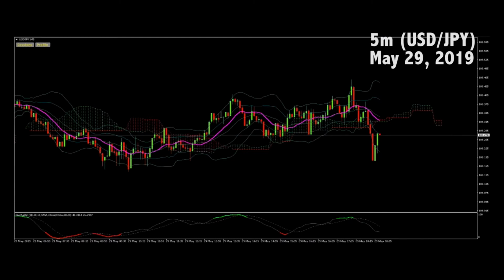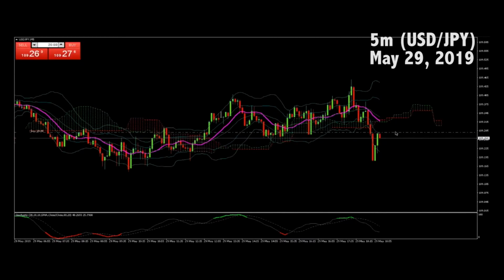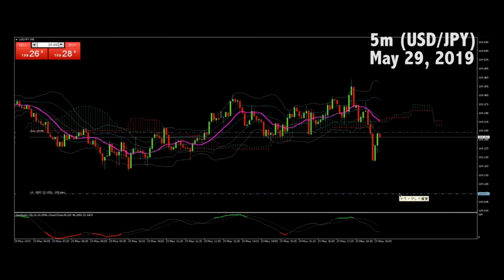Okay, this is the current 5-minute chart. It's on 29th of May on Wednesday, and what I'm looking for is a chance to buy. Before I explain, let me buy here and let me explain why I placed this order. The loss cut will be here, about 18 or 19 pips away from the current price.